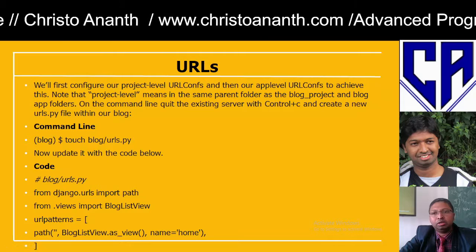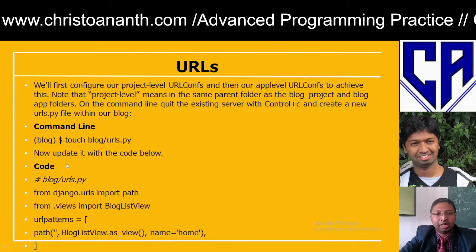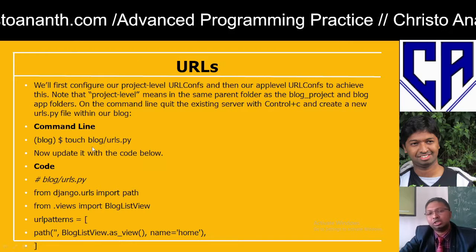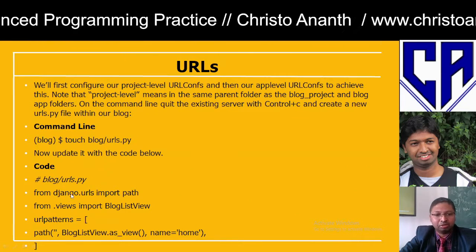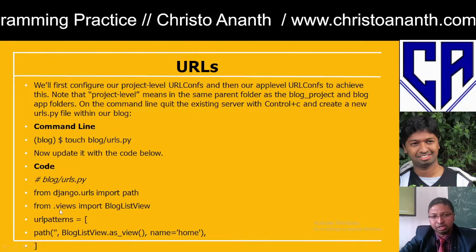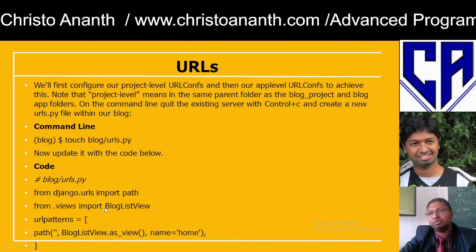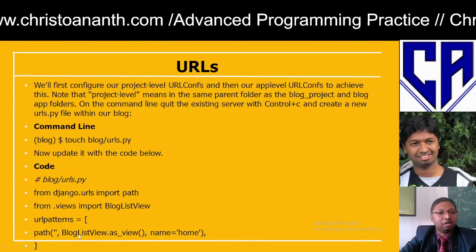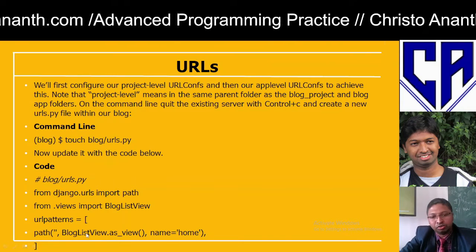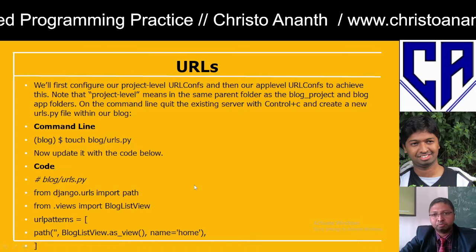So here with the URLs, you are going to go with this command line within the blog app. You are going to access blog/urls.py. You are going to import path: from django.urls import path. From .views import, not the post list view, but the blog list view. In the URL patterns you are going to go with BlogListView.as_view, and the name you are setting to home.